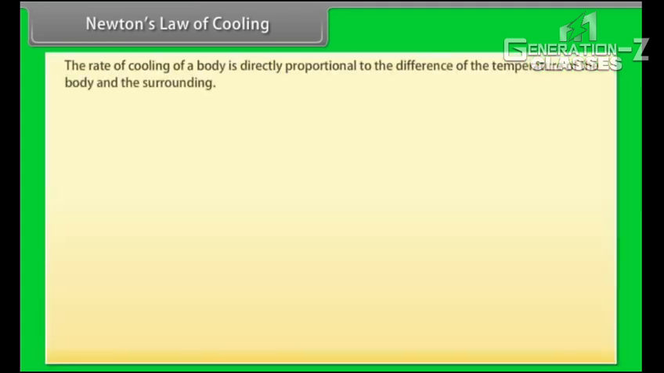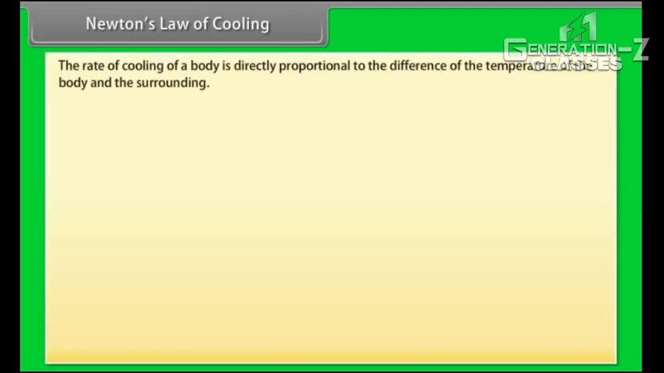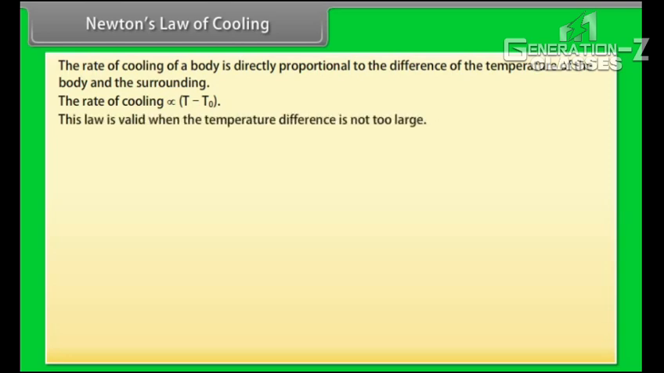Newton's law of cooling. It states that the rate of cooling of a body is directly proportional to the difference of the temperature of the body and the surroundings. The rate of cooling is directly proportional to T minus T naught. This law is valid when the temperature difference is not too large.